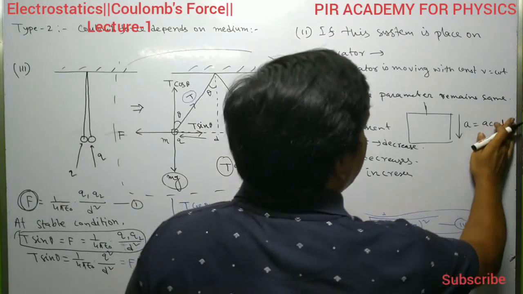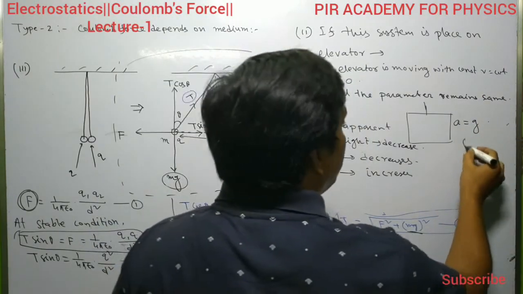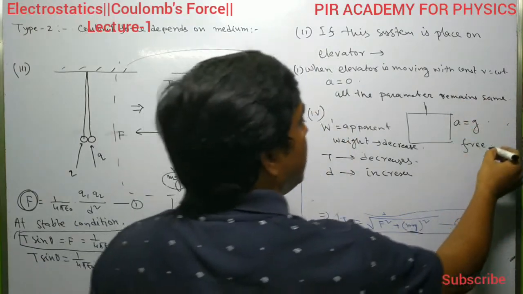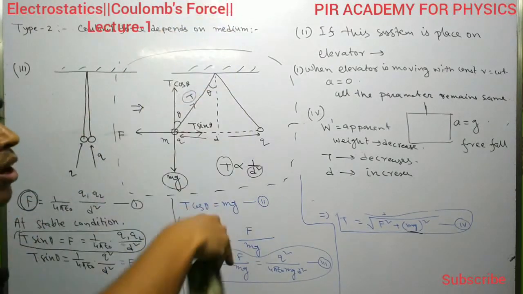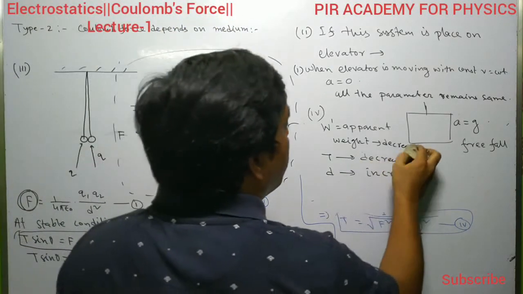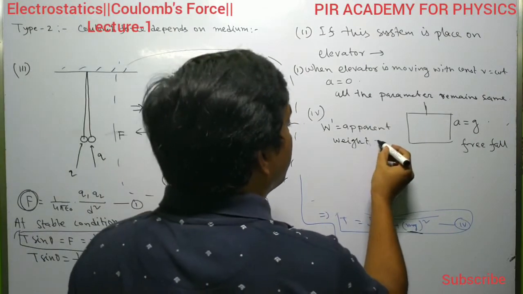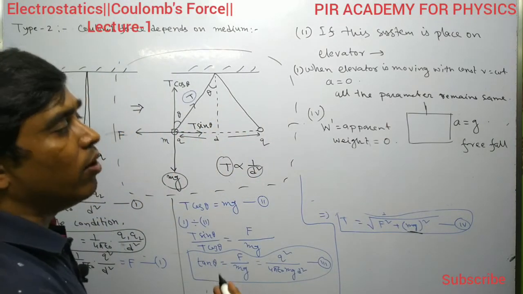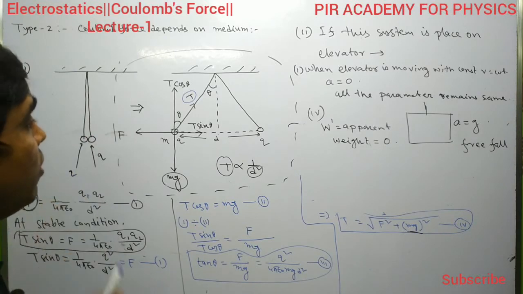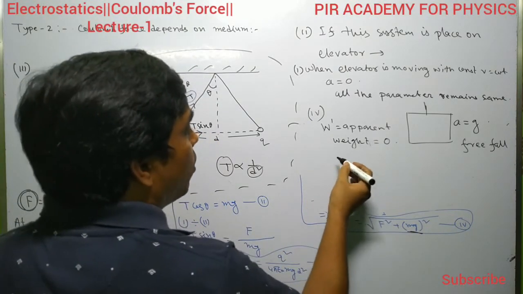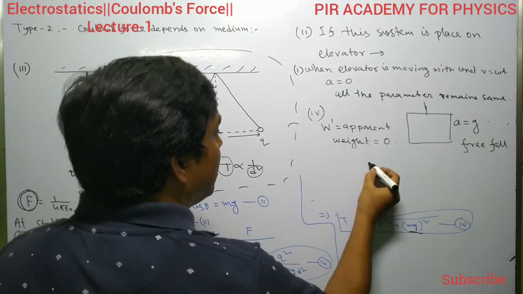Number 4 is when it is in free fall, that means a equals g, that means free fall. If the elevator is in free fall, then what happens? The apparent mass will be 0. Apparent weight must be 0. If apparent weight is 0, the tension equals the force between two charges. That means in this condition, it will be along this direction.